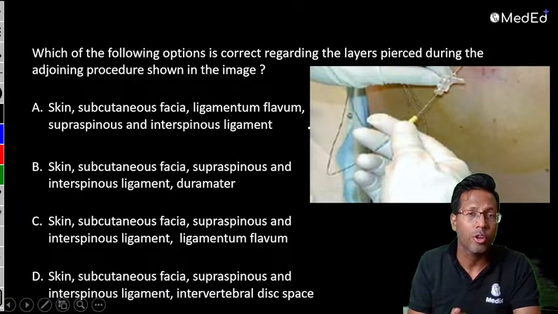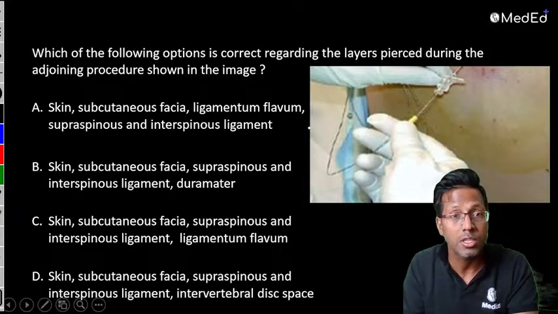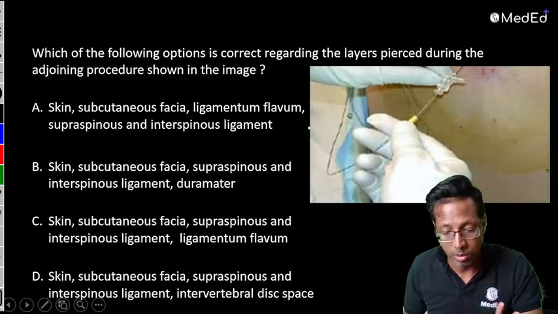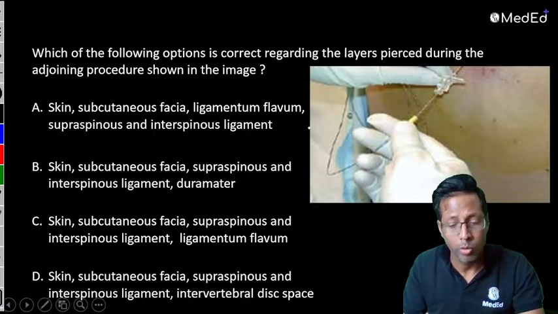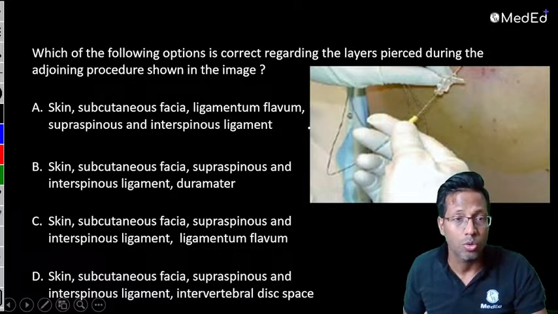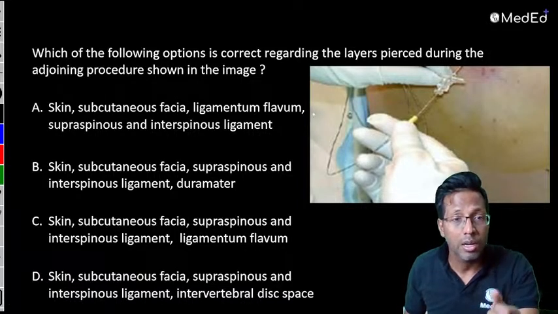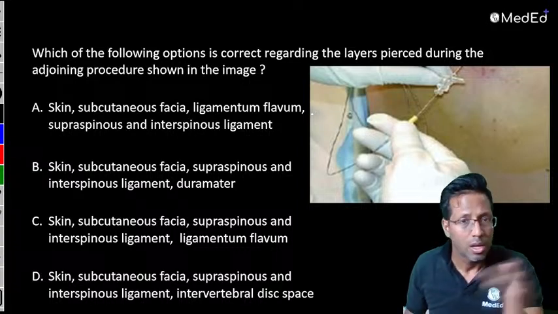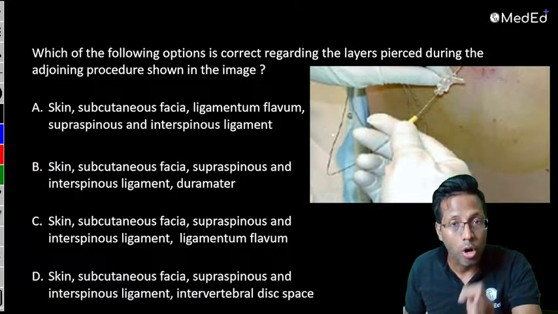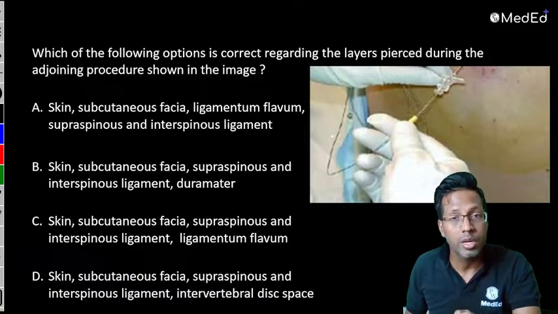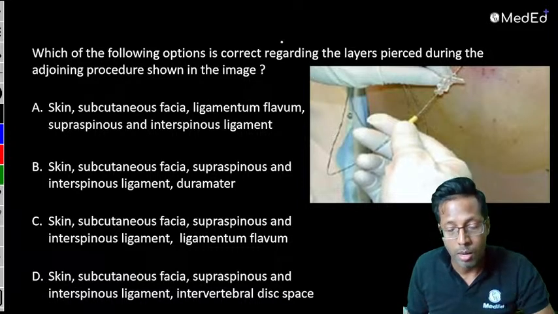Now this one: which of the following options is correct regarding the layers pierced during the procedure being shown in the image? They keep changing the formation and ask you the same question. So skin, subcutaneous, ligamentum flavum, supraspinous or interspinous, they've interchanged all of them. You need to remember the correct order of the layers getting pierced during spinal, epidural or lumbar puncture.